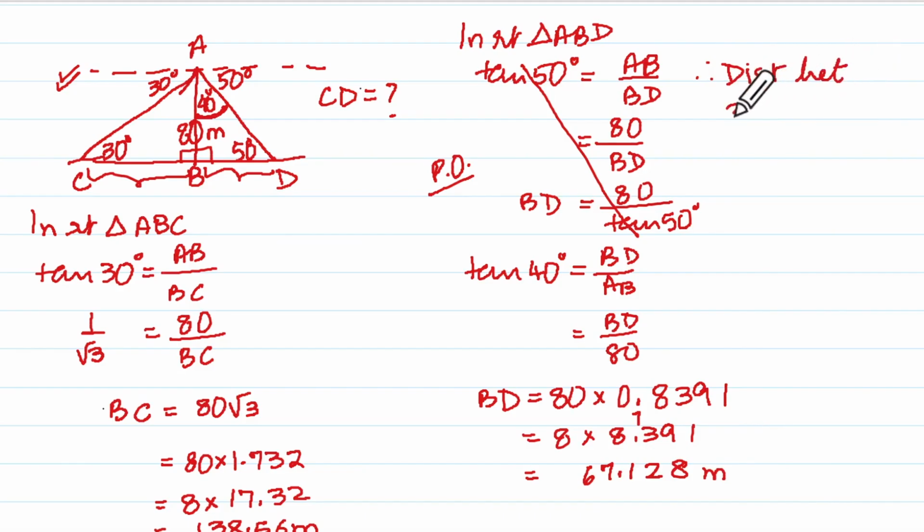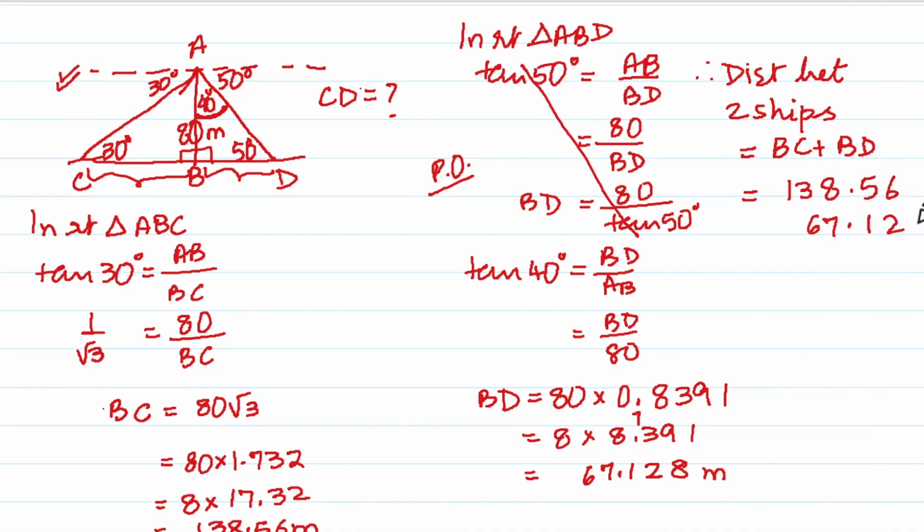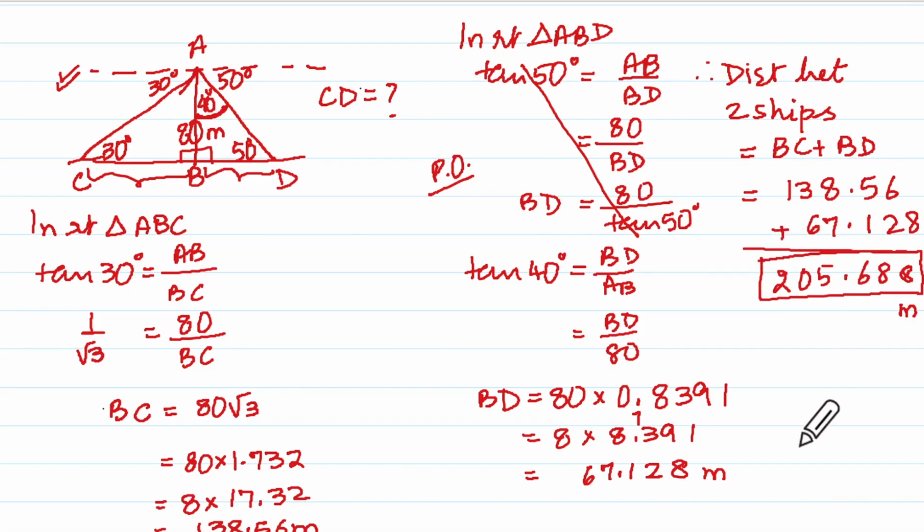between two ships. I forgot whether it was ships or boats. You know what I mean. So BC plus BD. Now if you are in a hurry, for BC you will write 138.56, and below you will write this 67.128. Did you understand how to save on time? Did you see? These are some of the tips and tricks. Did you understand? Understood? Yes.